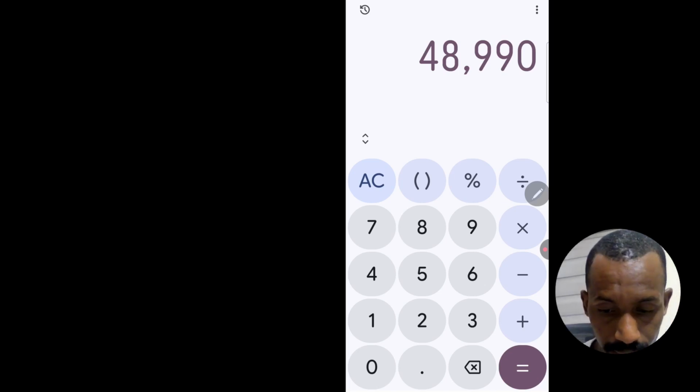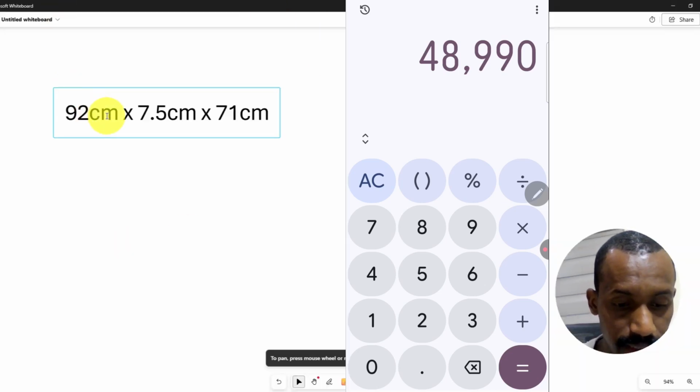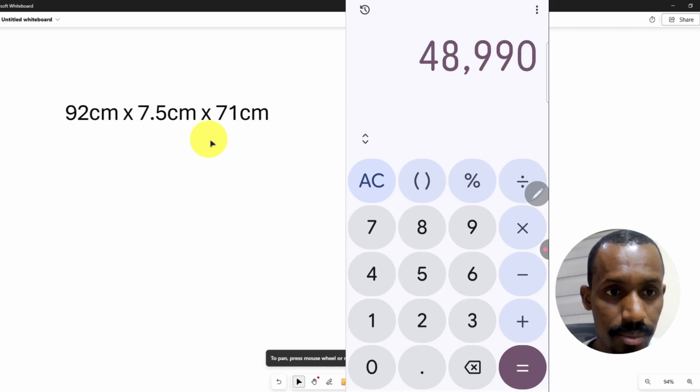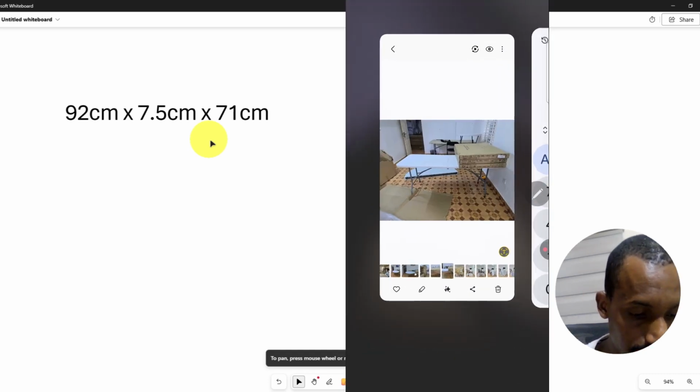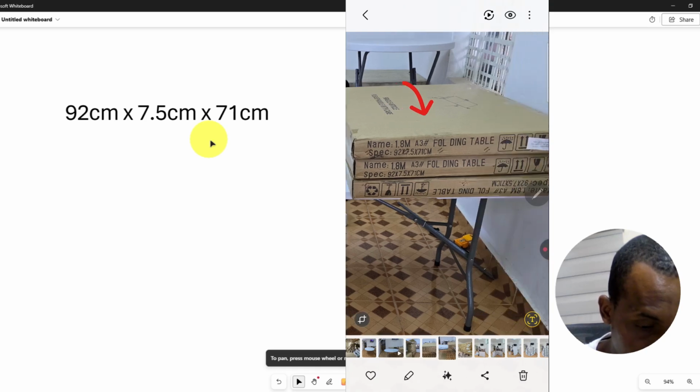Each carton is 48,990 centimeter cube. All right, cm cube. The cube has to be up, but I don't know how to make it up right now. This is what should be each carton. This is the volume of space each carton here occupies.